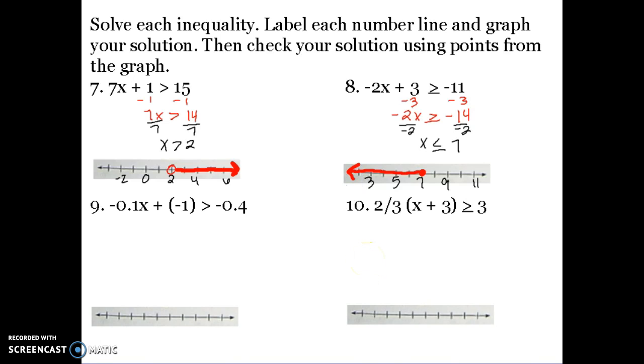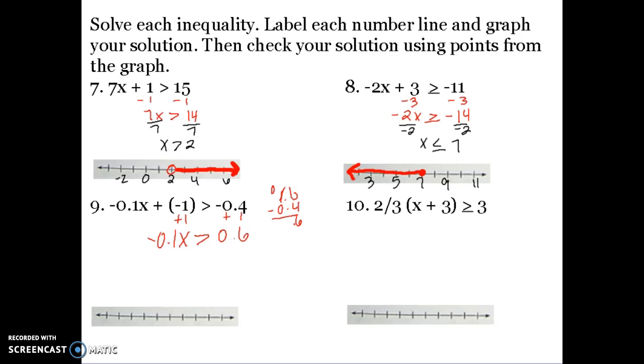Number 9 says negative 1/10 x plus negative 1 is greater than negative 4/10. So I'm going to add 1 to both sides. Negative 4/10 plus 1. I have different signs, so I subtract. I have to borrow or regroup. 10 minus 4 is 6. The bigger number is positive, so 6/10 is positive.